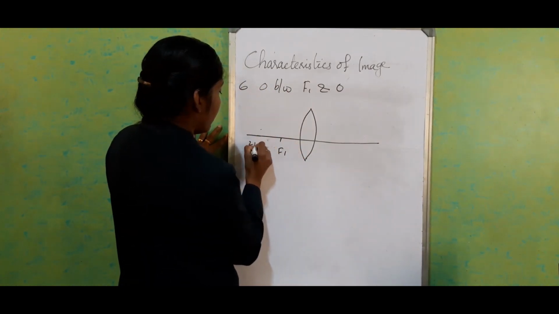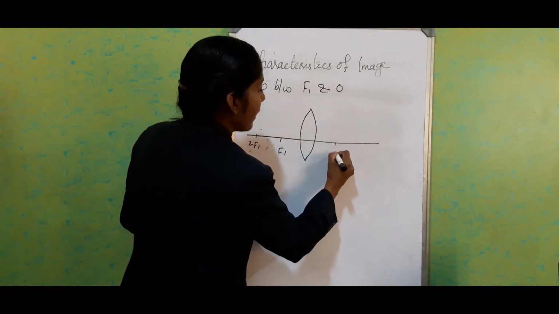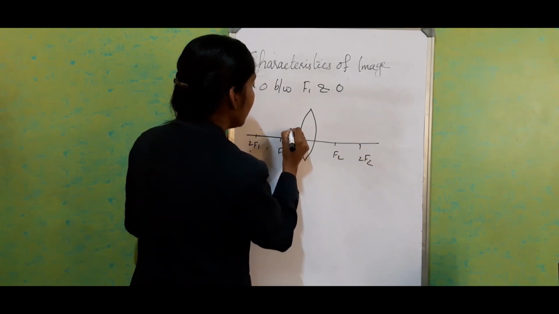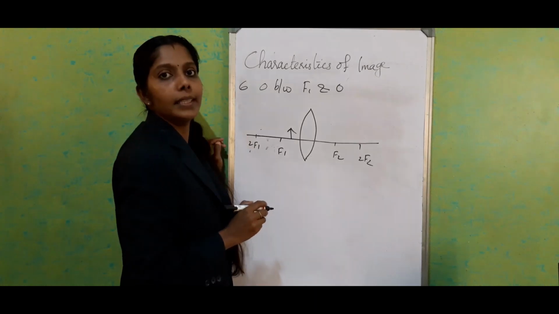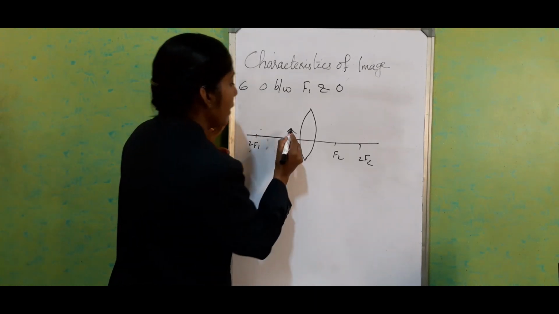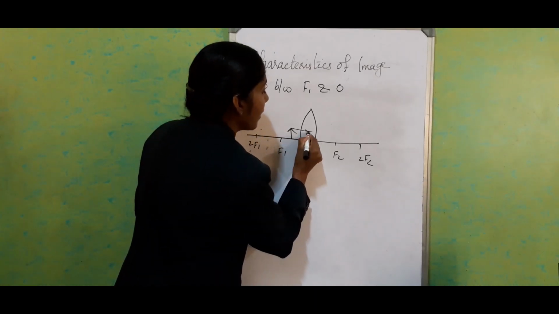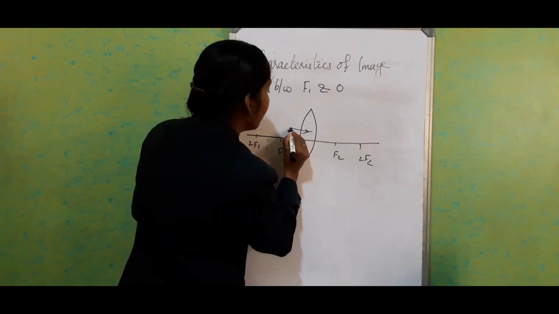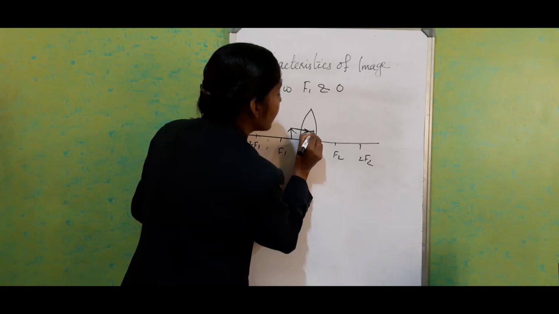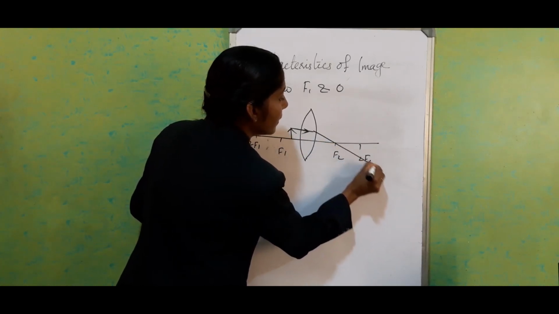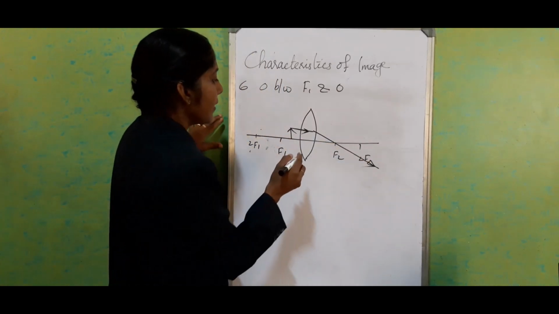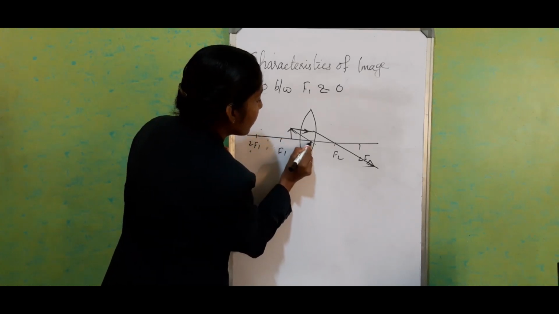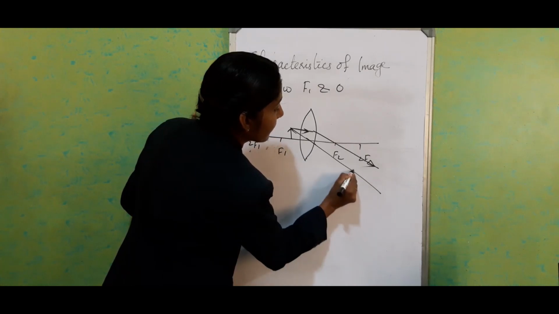f1 to f1, f2 to f2. This is the position of the object. So first, the ray which passes parallel to the principal axis, after refraction, has to pass through the principal focus. Second ray, the ray which is passing through the optic center.